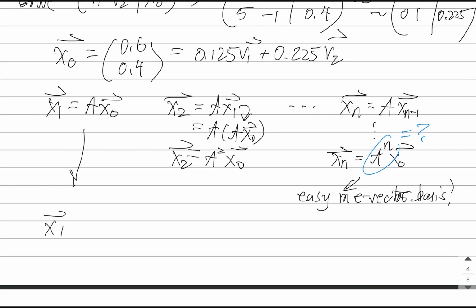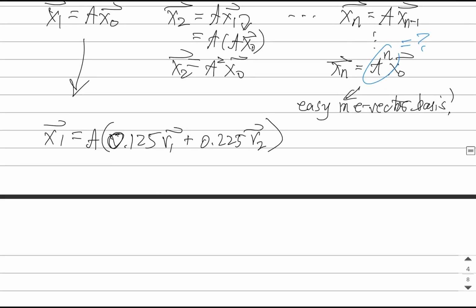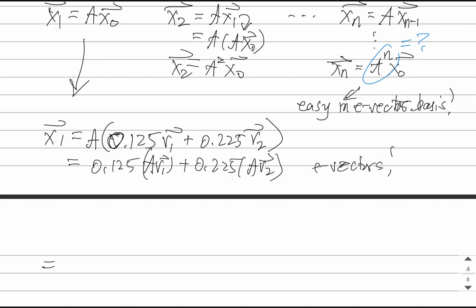Now, this becomes easy when you are in the right basis. For example, x1 would just be A times x naught. Well, x naught was 0.125 v1 plus 0.225 v2. By linearity, this is 0.125 Av1 plus 0.225 Av2. That's the goal. We want to get Av1 because these are eigenvectors. And because they're eigenvectors, you're allowed to replace the Av1 with its appropriate stretching. So it's 0.125, and then we need the first eigenvalue. Well, the first eigenvalue was 1, times V1, plus 0.225 times 0.92, which was the second eigenvalue, times V2.